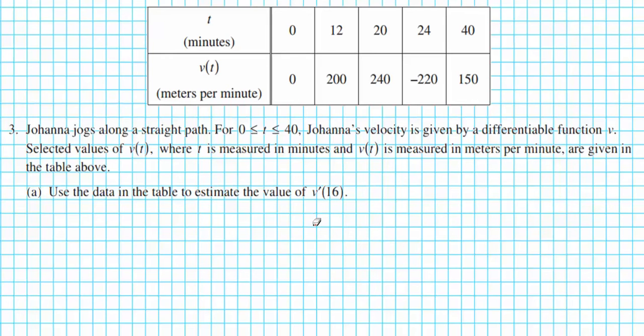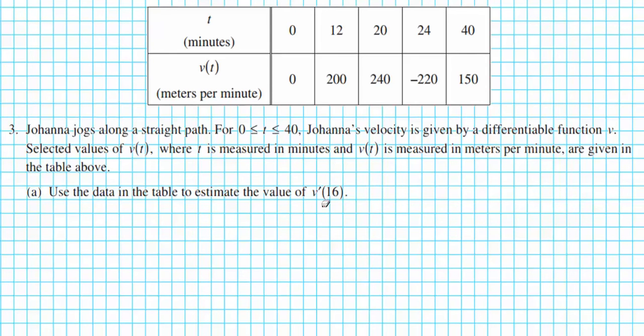It says, Joanna jogs along a straight path. For 0 ≤ t ≤ 40, Joanna's velocity is given by a differentiable function v. Selected values of v(t), where t is measured in minutes and v(t) is measured in meters per minute, are given in the table above. So we have the table right here. Part A. Use the data in the table to estimate the value of v'(16).